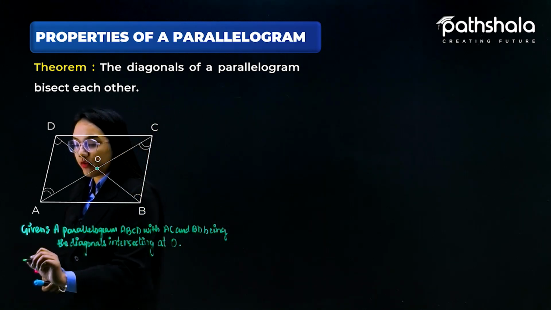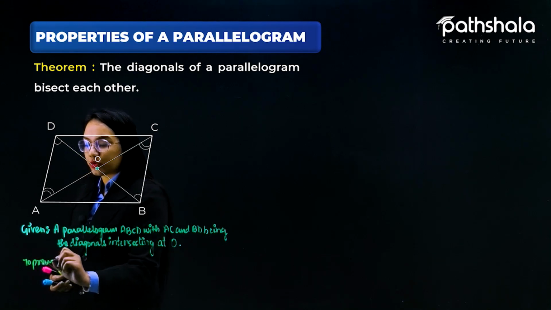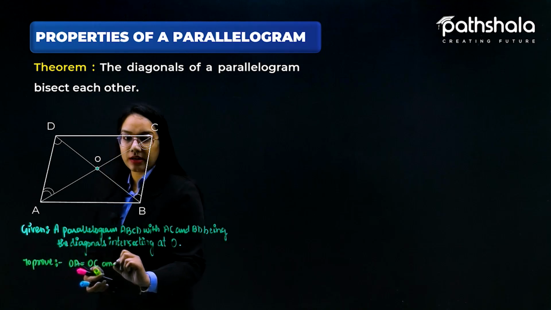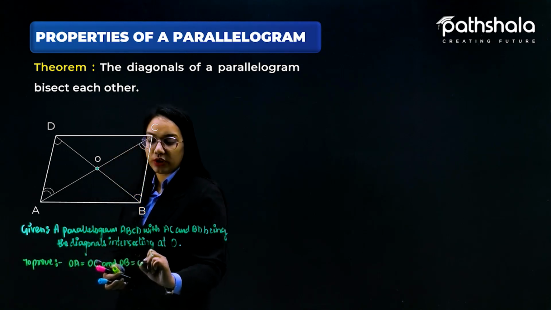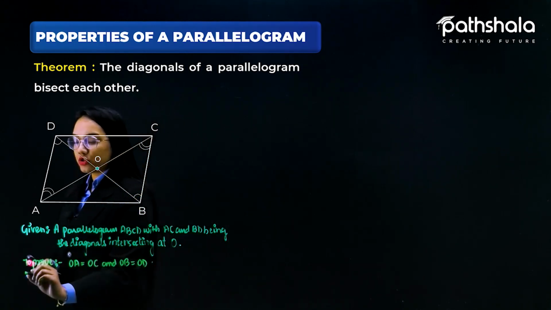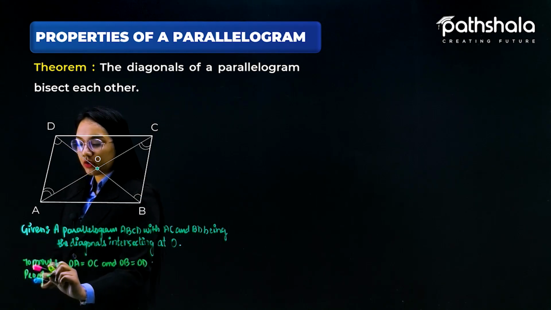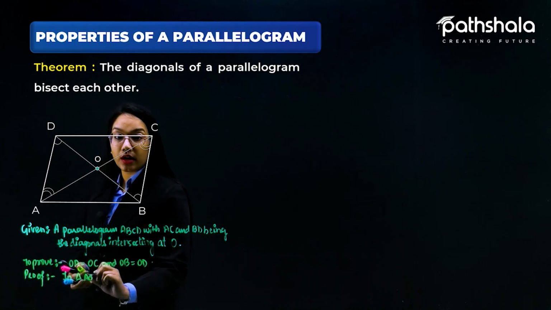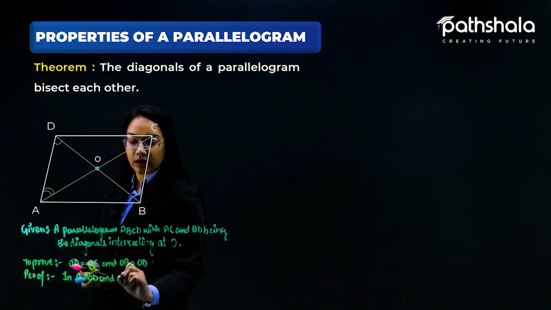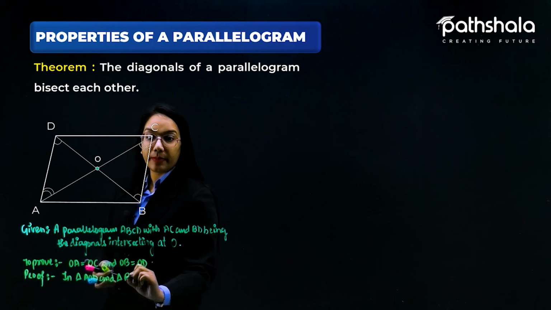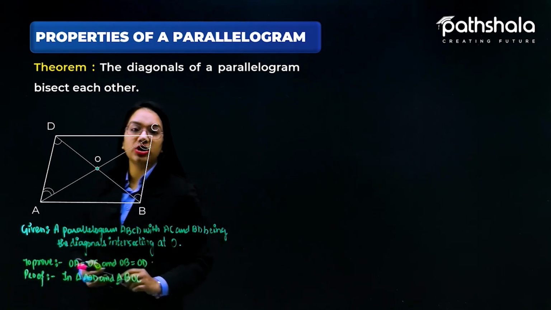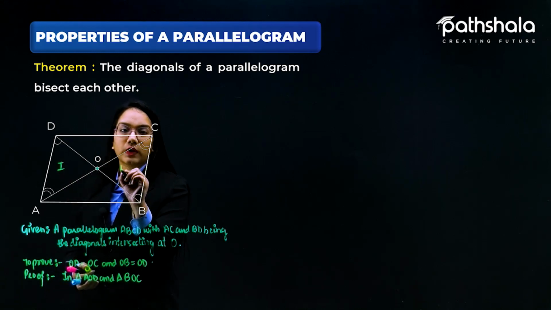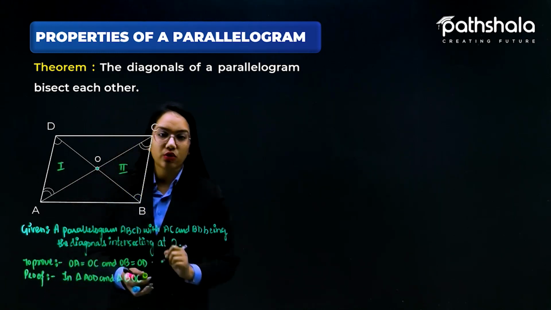Now what we have to prove over here is that OA is equal to OC and OB is equal to OD. We just need to prove this thing. So now let's start the proof of this particular theorem. I am taking the two triangles over here: triangle AOD and triangle BOC. The very first one is this one and the second one is this one.